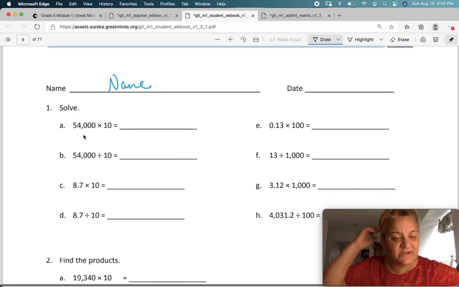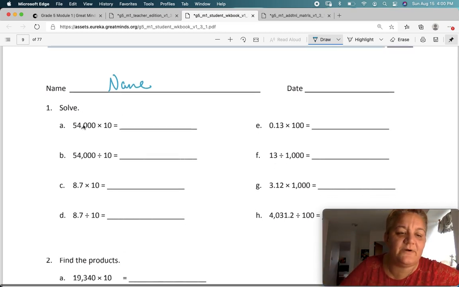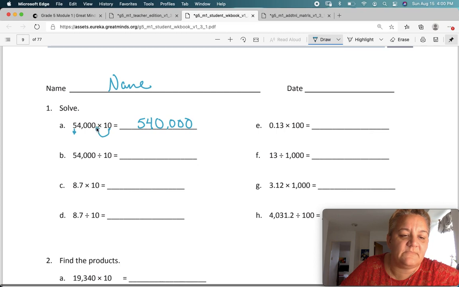Okay, so here we have 54,000. Okay, so this 5 is in the 10,000th spot, and we're going to multiply it by 10, which means we're going to make it bigger. And so if this is in the 10,000th spot, we're just going to move it over to the 100,000th spot. So that would be 540,000. Okay? And really, what did we do? We just took this 0 here and we added it there.